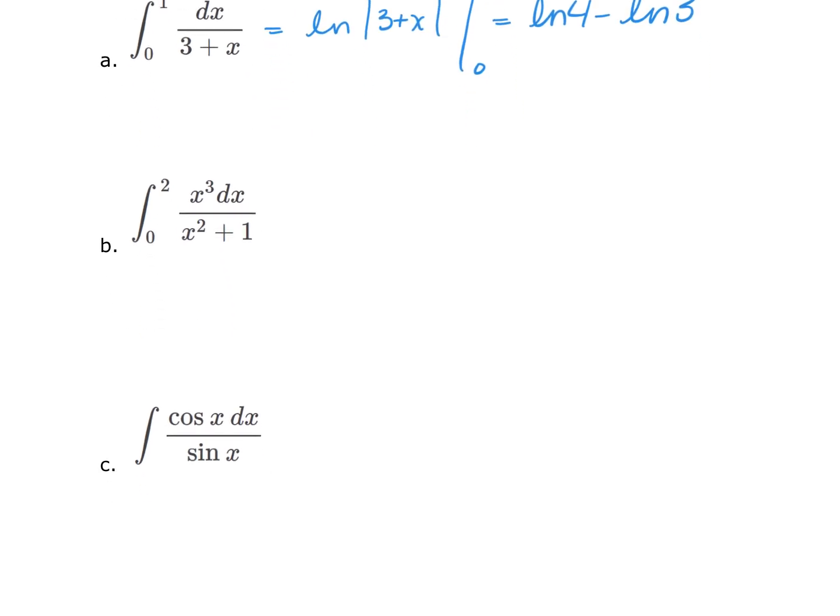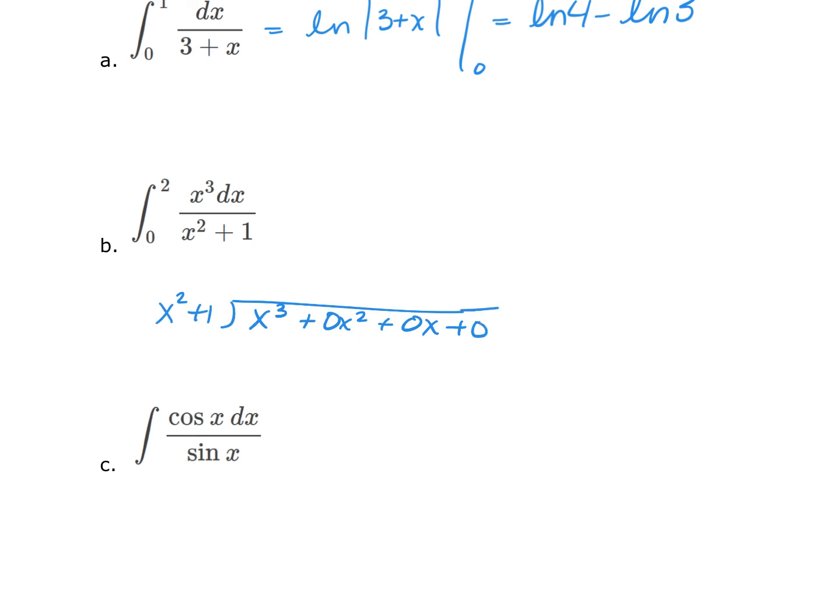For this next one, it's a little bit more interesting. I can't just take the natural log right out of the gate. So what I'm going to have to do is refresh myself about long division. In other words, I have x squared plus 1 dividing into x to the third plus 0x squared plus 0x plus 0.